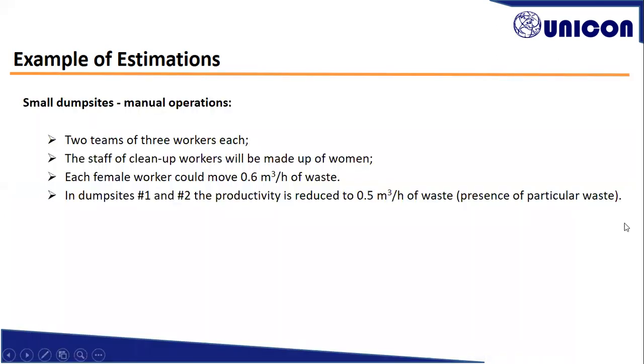Considering the small dump sites, as anticipated, manual operations are suggested. In this case, we consider 2 teams of 3 workers each. The staff of cleanup workers will be made up of women, and each female worker could move, as anticipated, 0.6 cubic meter of waste per hour, except for dump sites 1 and 2, in which, due to the presence of particular waste, the removal rate is reduced to 0.5 cubic meter per hour.